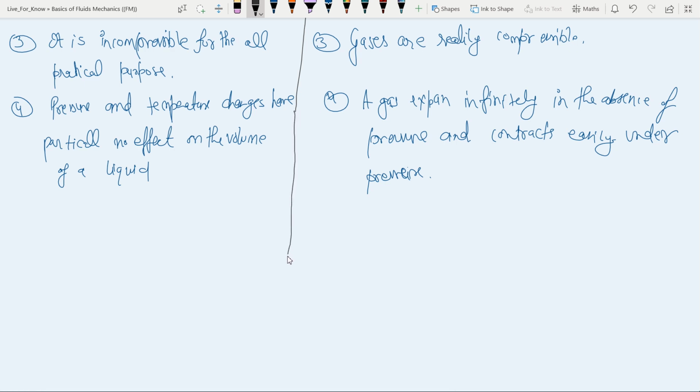Okay, and now some examples. Liquids are water, kerosene, petrol, etc. And gases are such as air, ammonia or carbon dioxide, etc.